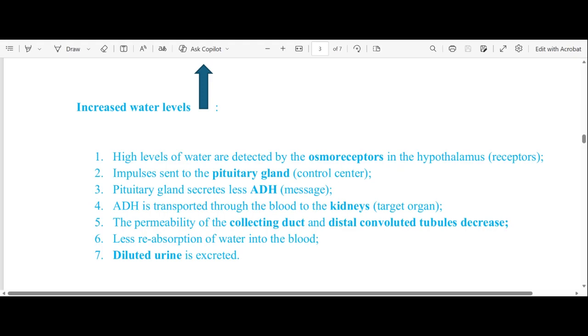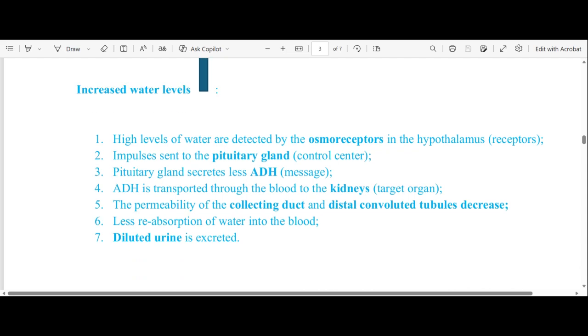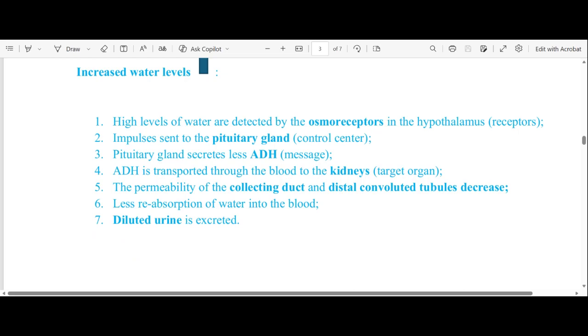Maybe you've been drinking a lot of water, and that caused an increase in water levels in your body. So what happens? The first thing is that the water levels are detected by receptors in the hypothalamus. Then they send impulses to the pituitary gland. Then the pituitary gland will secrete less ADH, sending the message. Less ADH will go to the kidneys through the bloodstream. Remember, the kidneys are the target organ. Then what happens in the kidneys?